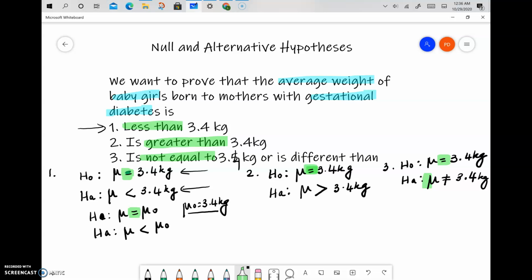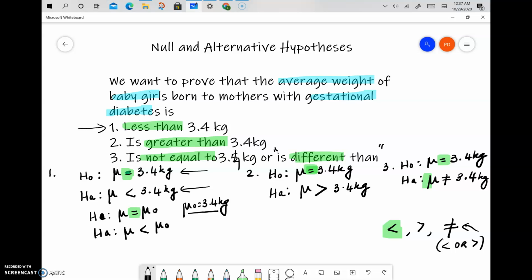Now with the HA, it could either be a less than, a greater than, or a not equal to. So when I say not equal to, that is the same as the mean being different than. So if we use the word it's not the same, it is different. The minute I say different, it's not specific. It could be less than or greater than. So what this really means is less than or greater than, which is the same as saying it's not equal to.